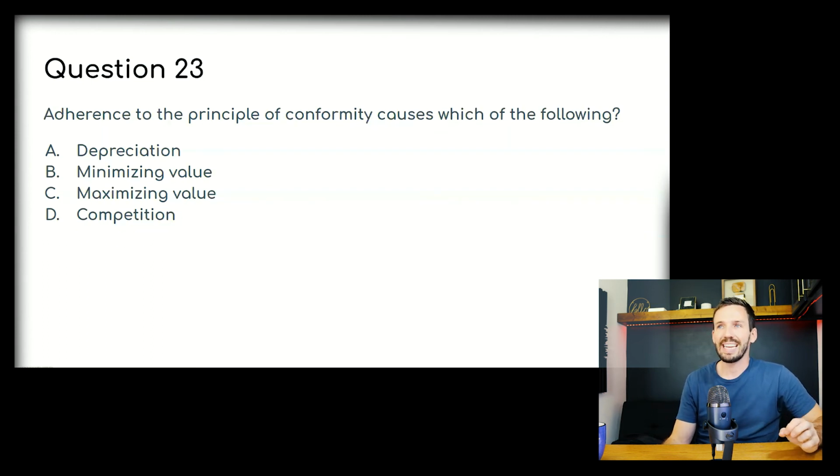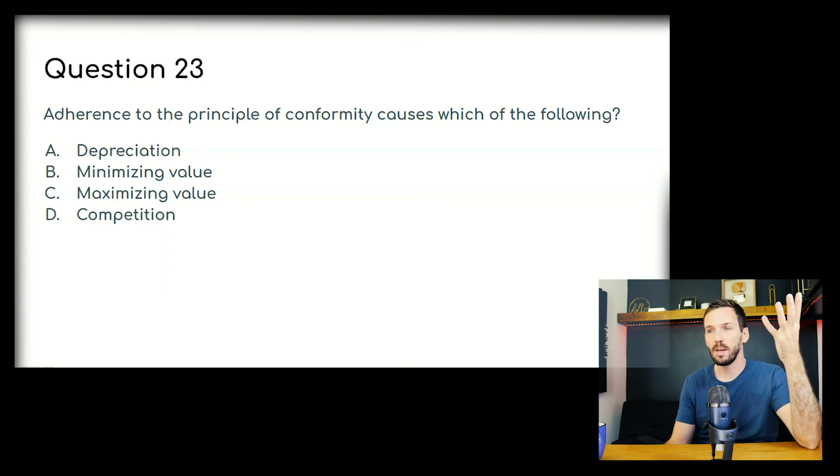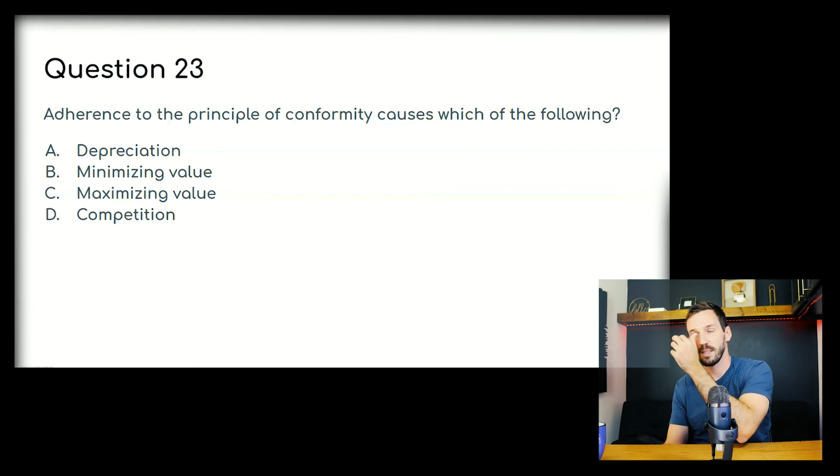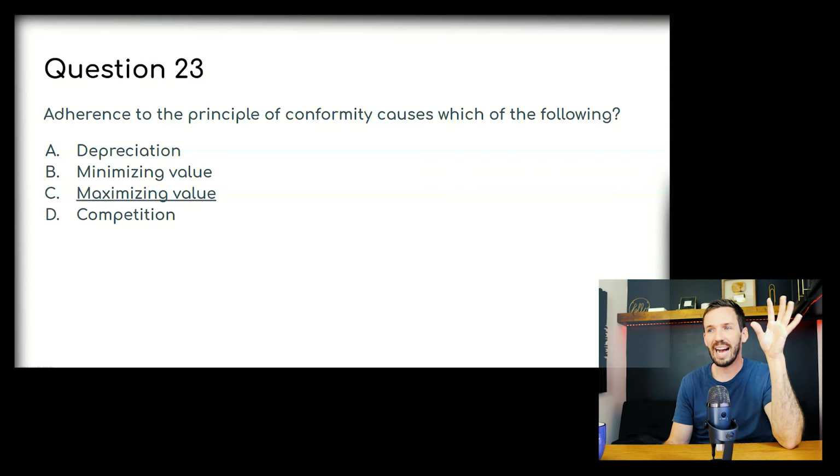Question 23. Adherence to the principle of conformity causes which of the following? Depreciation, minimizing value, maximizing value, or competition. So A and B here mean almost the same exact thing. If a home is depreciating, it's losing value, right? But competition would actually be lower if many similar homes were popping up, but value would be maximized. So C, similar style, size, age, and quality actually uphold the value of an area.